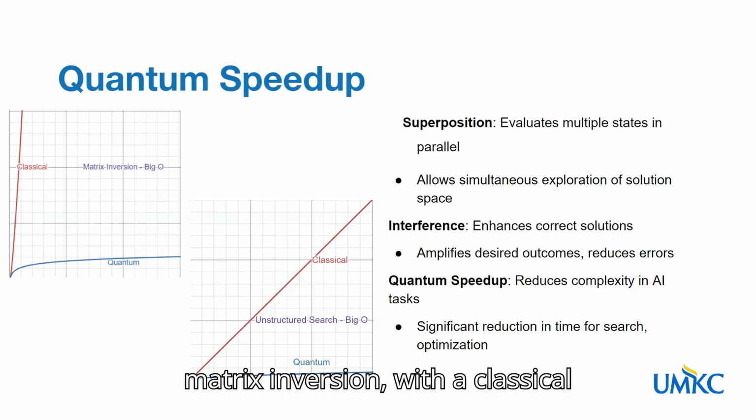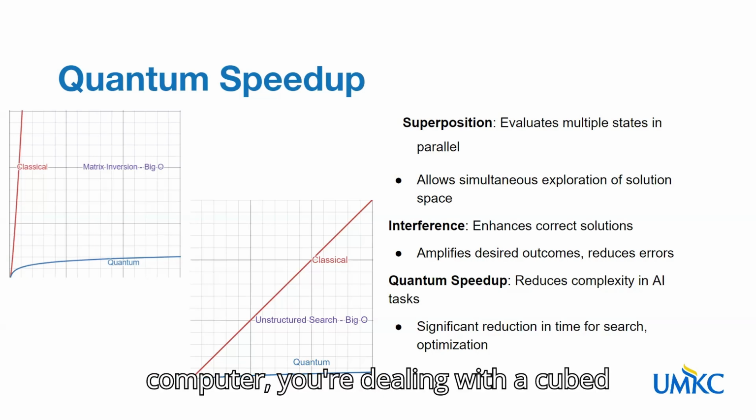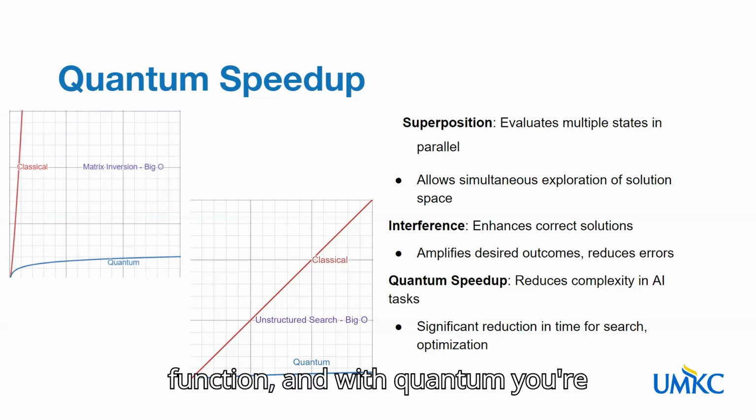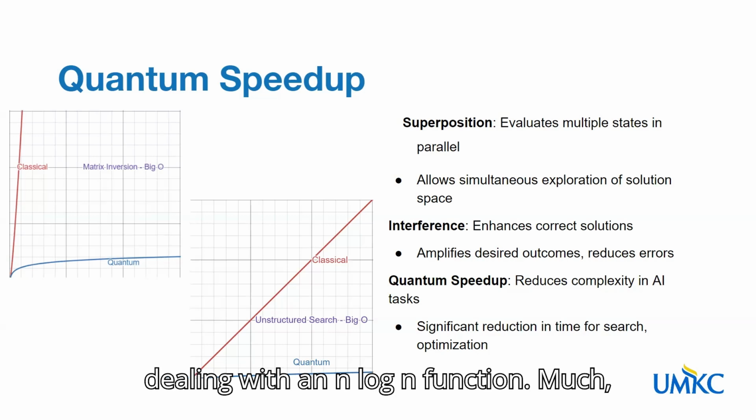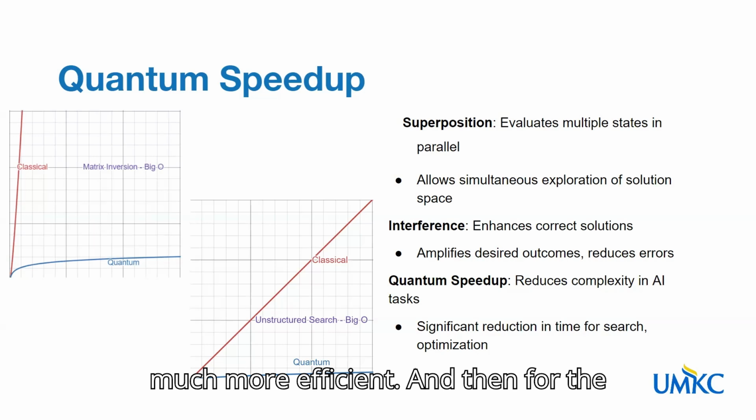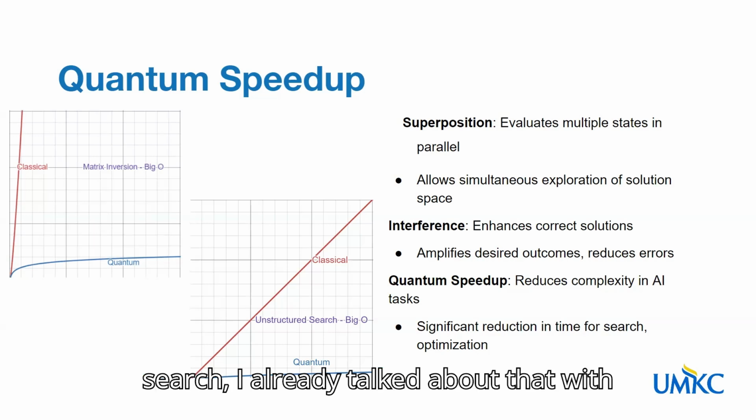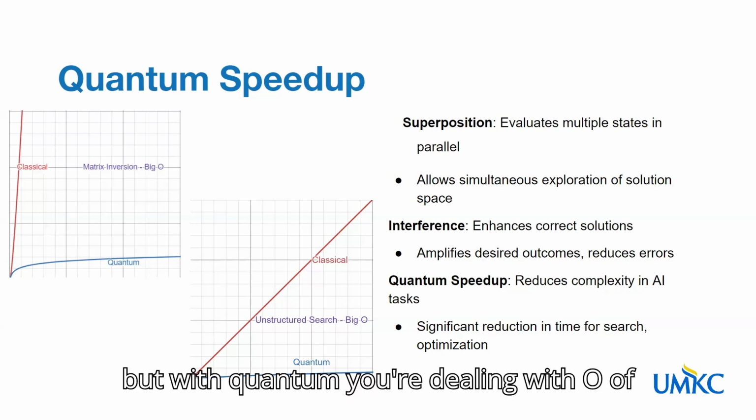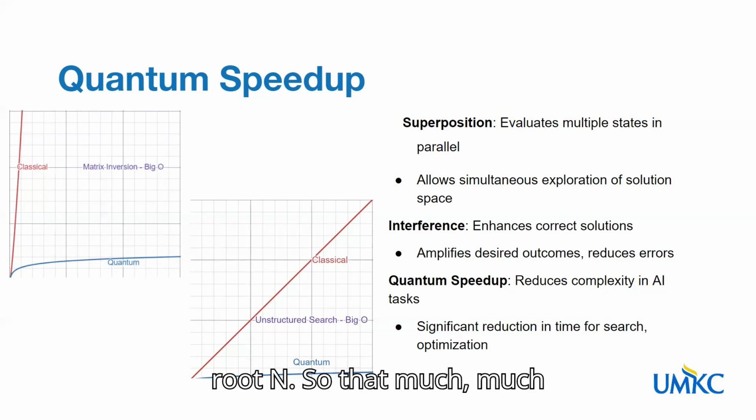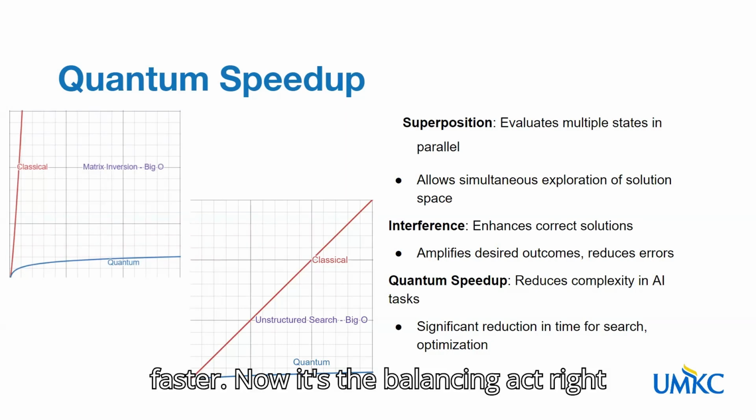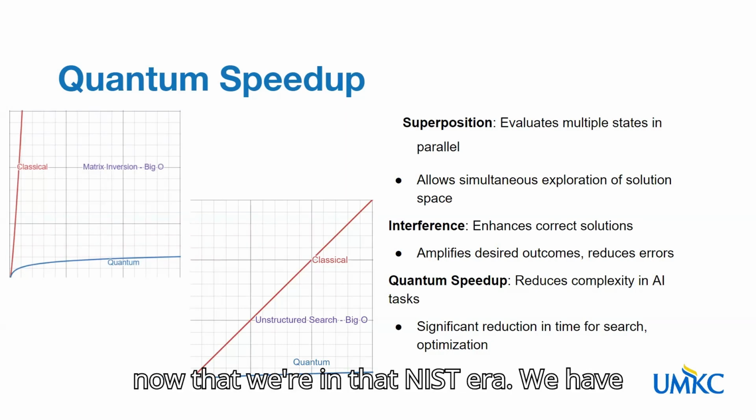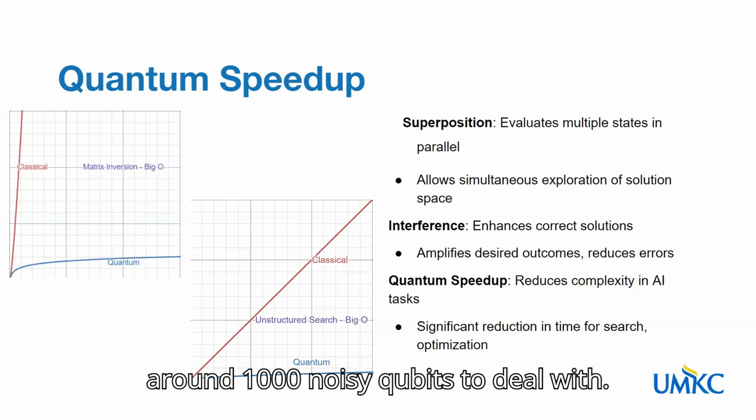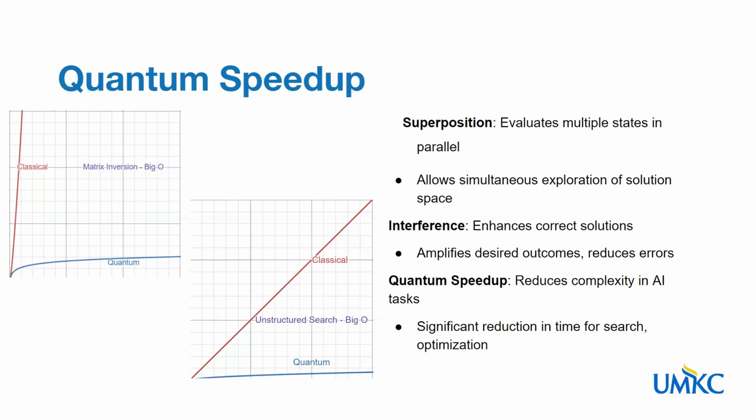But with matrix inversion, with a classical computer, you're dealing with a cubed function, and with quantum, you're dealing with an n log n function. Much, much more efficient. And then for the search, I already talked about that. With classical, it's going to be linear. You're going to have to search n samples. But with quantum, you're dealing with O of root n. So that's much, much faster. Now, it's the balancing act right now that we're in that NISQ era. We have around 1,000 noisy qubits to deal with.